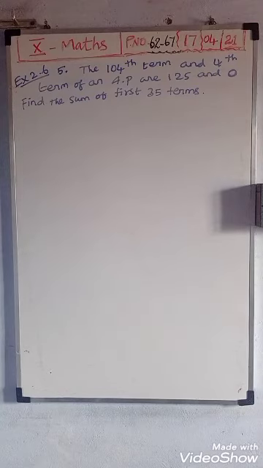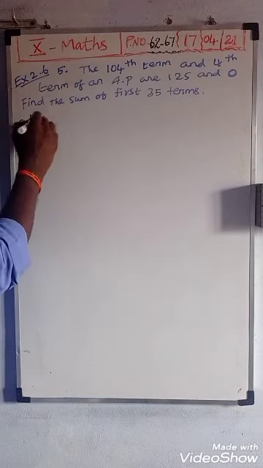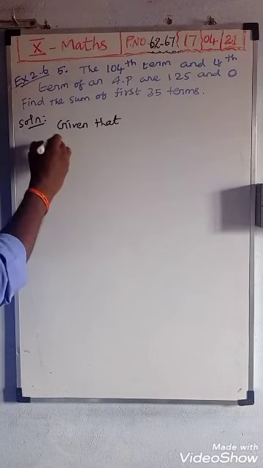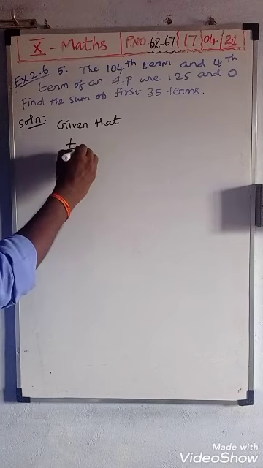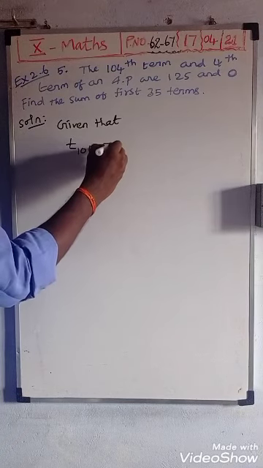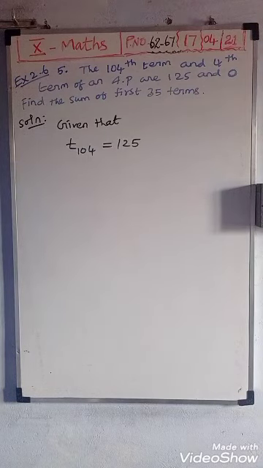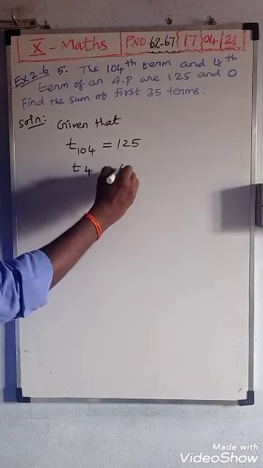Using this result we want to find first A and D. See solution. Given that the 104th term, T104, directly we can write T104 is equal to 125. So use the Tn formula. Next, the fourth term, T4, is equal to 0.